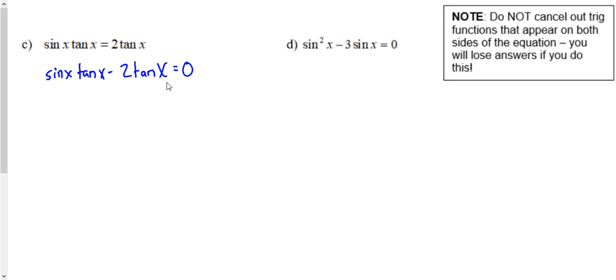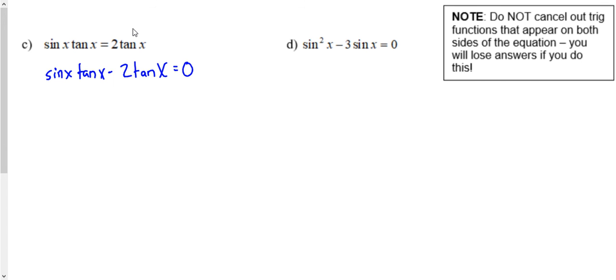Before we proceed any further, I'm going to draw your attention to this note over here. It says, note, do not cancel out trig functions that appear on both sides of the equation. You will lose answers if you do this. So if I had started off by canceling out tan x on both sides there, I wouldn't get the proper answer, and that's what I didn't do. So what I did was move all my trig functions to the same side.